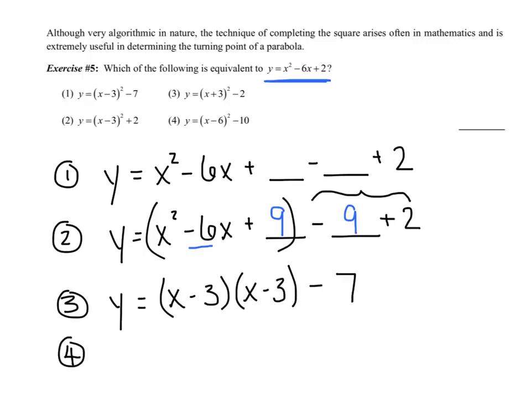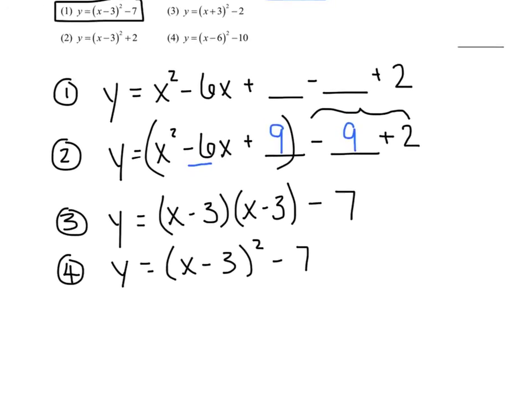And then last but not least, I'm going to condense those two factored terms. And I get this right here, and it matches up nicely with choice number 1. So the vertex, if they ask for the vertex, I would say that the vertex is at, let's see, we went to the right 3 units and we went down 7. So the vertex is at positive 3 comma negative 7.